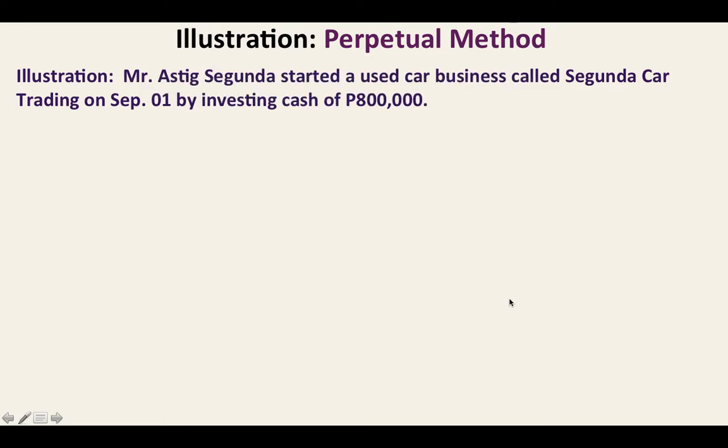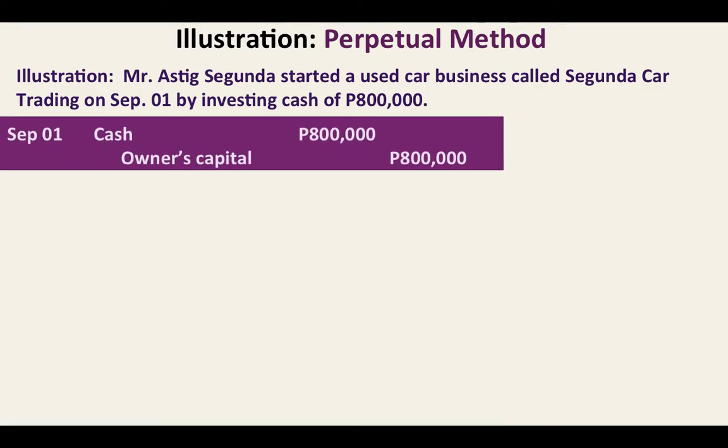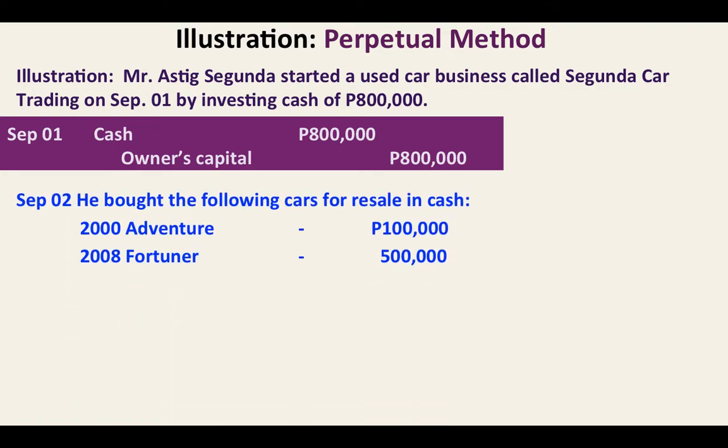Okay, let's move on. Let us now have an illustration. Mr. Astig Segunda started a used car business called Segunda Car Trading on September 1st by investing cash of 800,000. So we know that the entry for this transaction would be debit cash and credit owner's capital. Okay? And Mr. Astig Segunda started the business operations. So he bought the following cars. So he has to have an inventory.